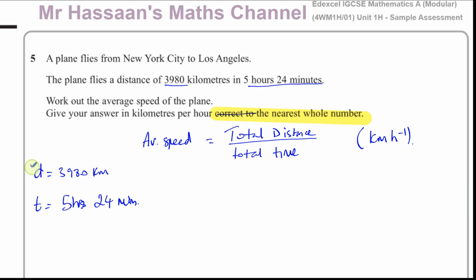Now this is fine, it's in kilometers, but the time is a mixture of hours and minutes. So we want to convert it all into hours, because we want the answer in kilometers per hour. This is the same as saying 5 hours plus 24 over 60 hours. Why? Because we want to change 24 minutes into hours.